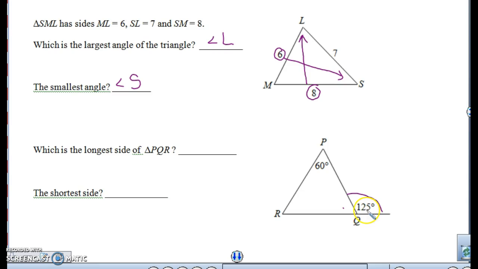So if this one's 125, that makes this angle 55. And we know that it's also equal to the sum of the non-adjacent angles. So if this one's 60 and this is 125, that means this one's 65, because 60 plus 65 is 125. So which one is the longest side of PQR? The longest side is opposite the biggest angle. This is the biggest angle, so PQ is the longest side. And the shortest side would be opposite the smallest angle, which would be 55. And so PR would be the shortest side.